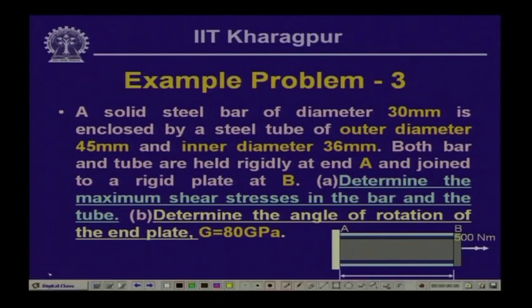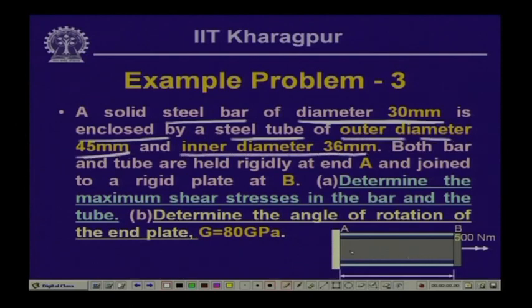Well, we have another problem which is again of a similar type, that means an indeterminate system. Now, we have a solid steel bar of diameter 30 millimeter enclosed by a steel tube of outer diameter 45 millimeter and inner diameter 36 millimeter. Here we have a solid shaft of 30 millimeter diameter which is inserted within a tube. This is the tube of outer diameter 45 millimeter and inner diameter 36 millimeter. Now, both bar and tube are held rigidly at end A and B. This is the end A and this is the end B.